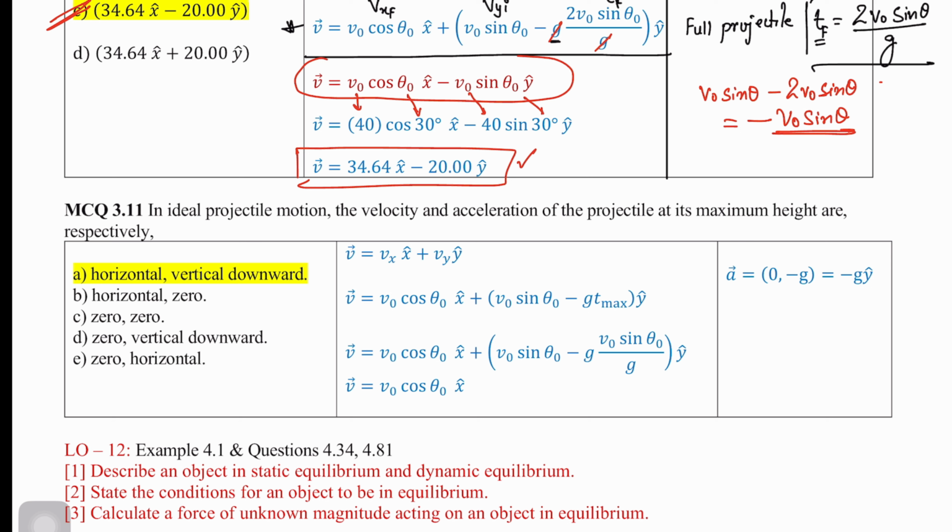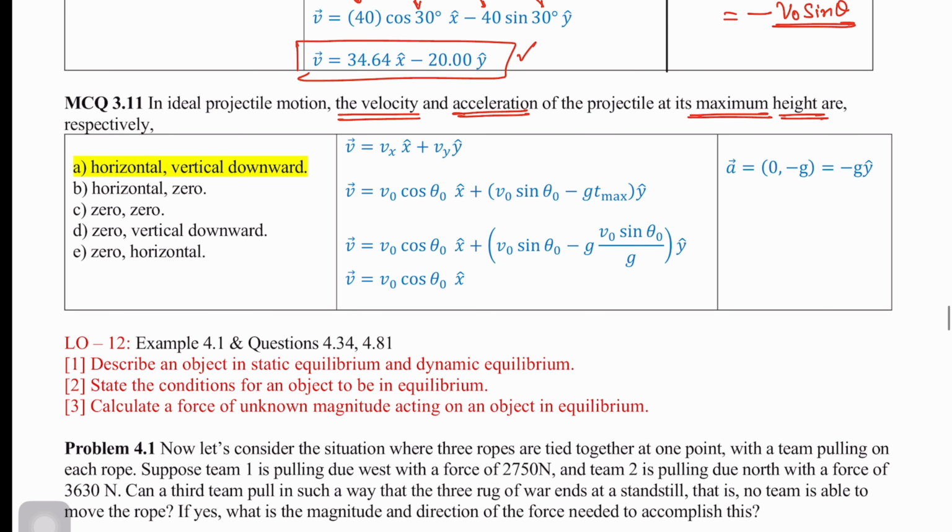Okay guys, this is something very interesting, just focus on the words. In an ideal projectile, the velocity and acceleration of the projectile at its maximum height are. Okay, first thing you need to understand the diagram. This is the diagram and this is the position. Even today I told you in this video, if we are at the maximum height, the first factor is the gravity factor, which is going down. So can I say ay is equal to negative g, the downward factor.